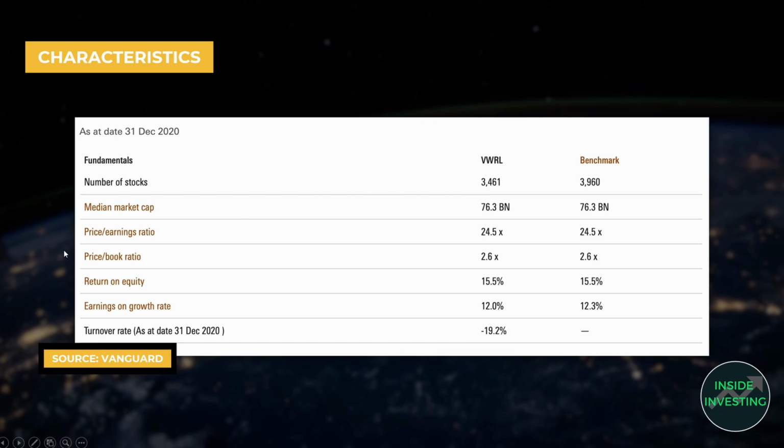If we then look at the rest of the characteristics, we see that the median market cap is around the same as the benchmark. We see the price per earnings ratio is around the same. We see that most of these other numbers are performing according to the benchmark.